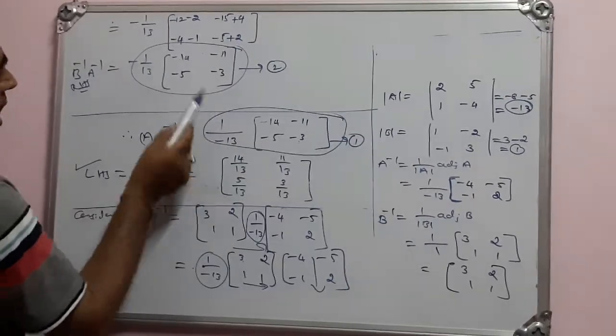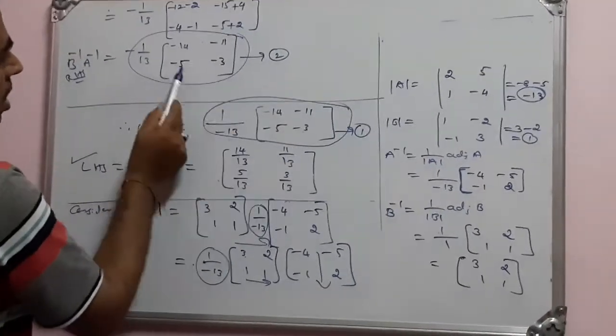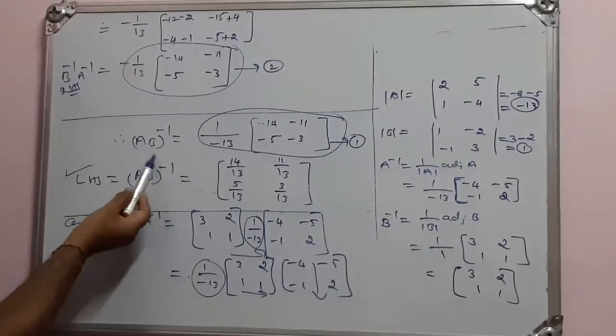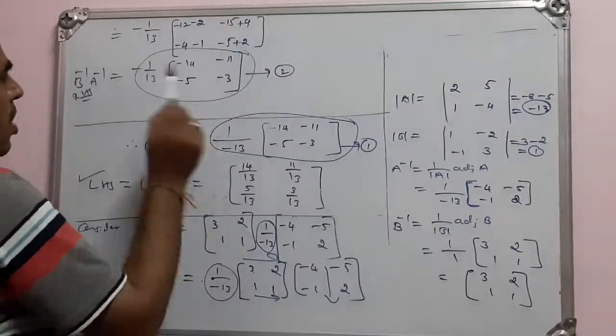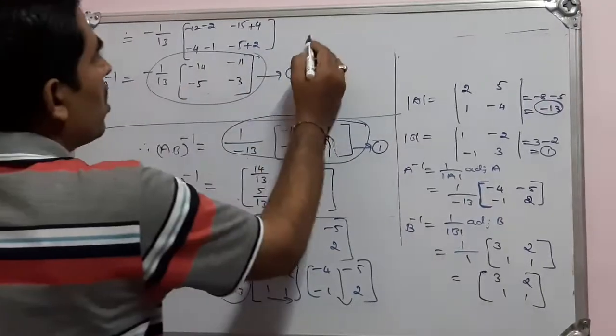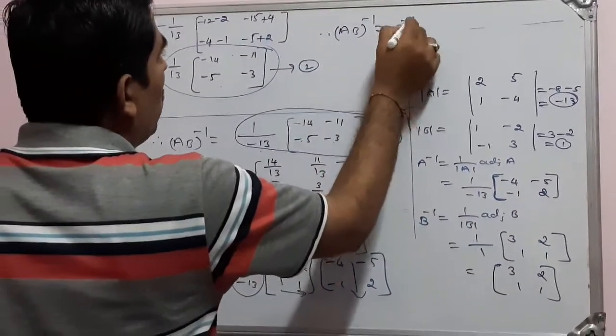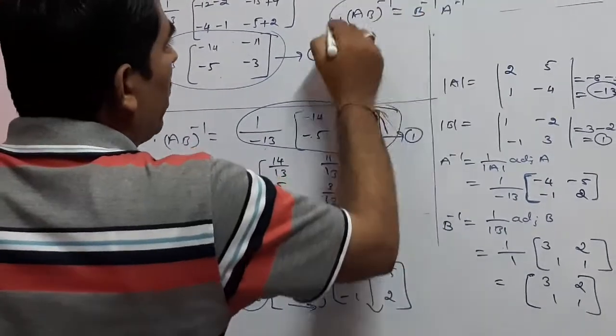See, minus 1 by 13, minus 14, minus 11, minus 5, minus 3. So this shows that whatever I got, this AB inverse is equal to B inverse, A inverse. Therefore, we have proved the property AB inverse is equal to B inverse, A inverse.